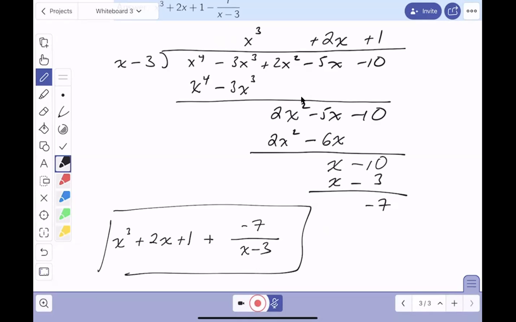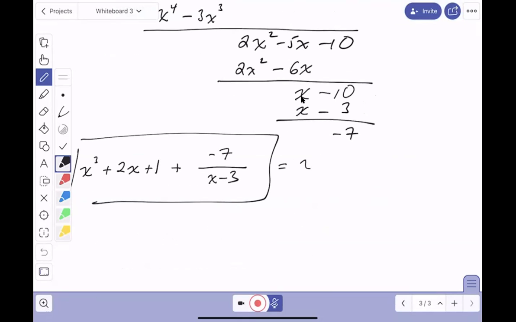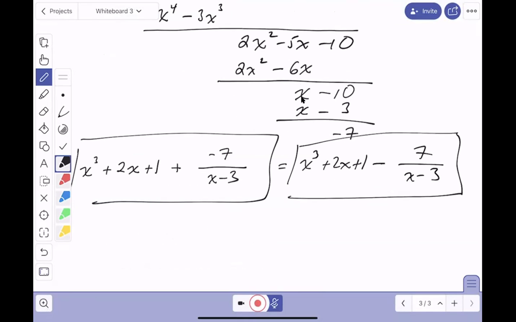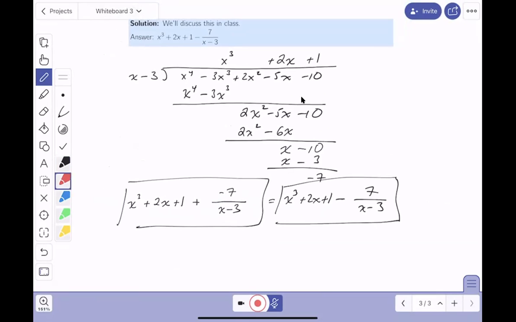I want to point out that a lot of teachers don't think that's a fine looking answer. They write it a little bit differently. I'll put that down for you. x cubed plus 2x plus 1 minus 7 over x minus 3. And by the way, there are other variations, but right now, let's just look at our case and see how we did. And I'm looking at it. And what do I see? x cubed plus 2x plus 1 minus 7 over x minus 3. Worked out beautifully. All right.